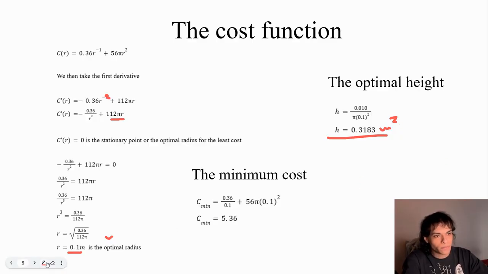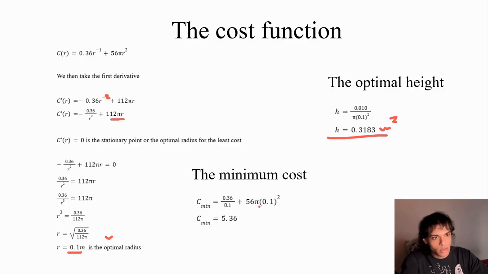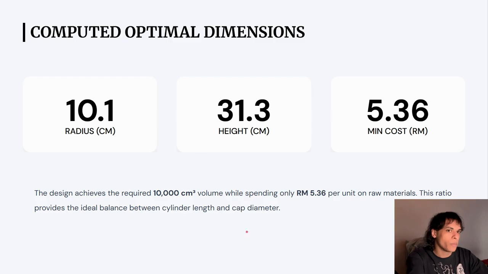And then after that, since we have the height, we have the radius, we can just substitute them both back into the original formula, and we get our C minimum, which is the minimum cost to spin. So we have the radius, we have the height, 10 centimeters in radius, roughly 31 centimeters in height, and 5.36 minimum cost, okay, which is in ringgits.